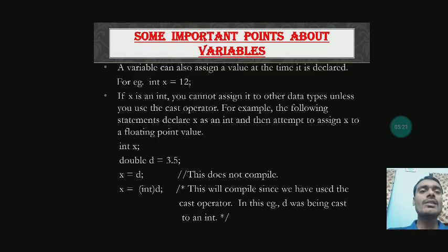Now, some important points about variables. A variable can also be assigned a value at the time it is declared. We can assign a value to a variable at the time of its declaration. For example, int x equal to 12 means I am initializing the variable with the integer data type, int x, and at the same time I have stored the value 12 in integer x. So I have written int x equal to 12, and then we need to write a semicolon.